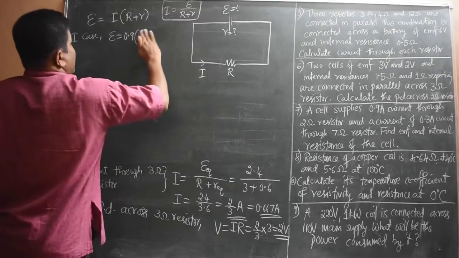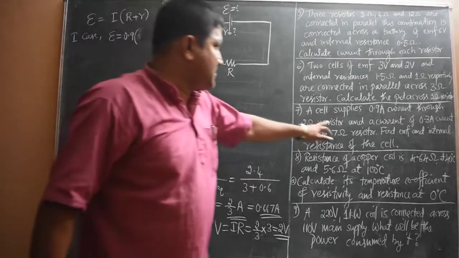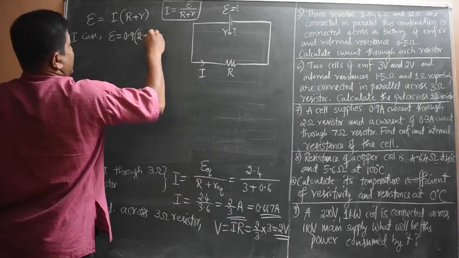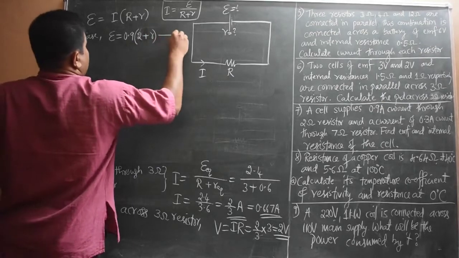R plus R is also given in this problem. Correct? So first case R is 2 ohm. Okay. So 2 ohm plus internal resistance, don't know. So let it be equation 1.